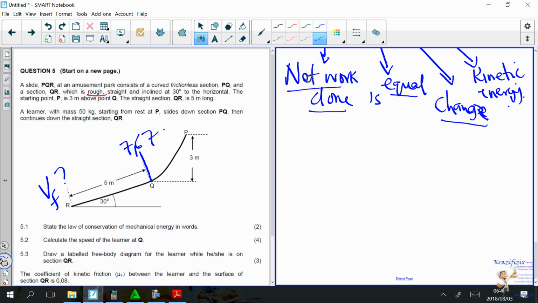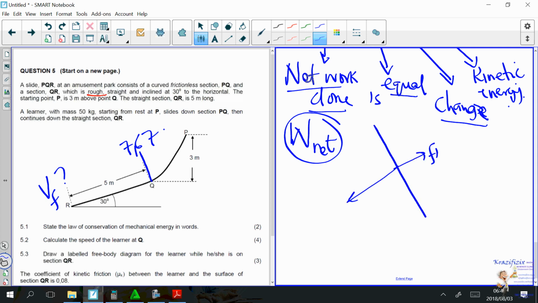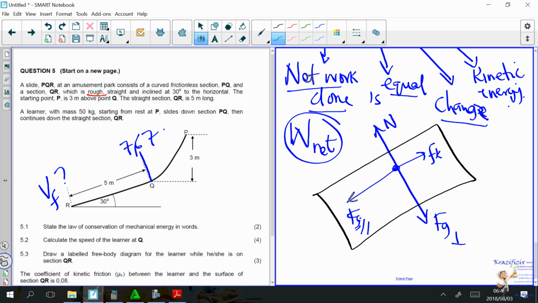Work net equals to change in kinetic energy. The word work net simply means all the forces. Now, how many forces are acting in this question? Again, let me just draw. I have friction, I have normal, I have Fg perpendicular, and I have Fg parallel. Now guys, remember what we did under Newton's second law, question 2. I will put a box here. This is how my object is moving downwards.